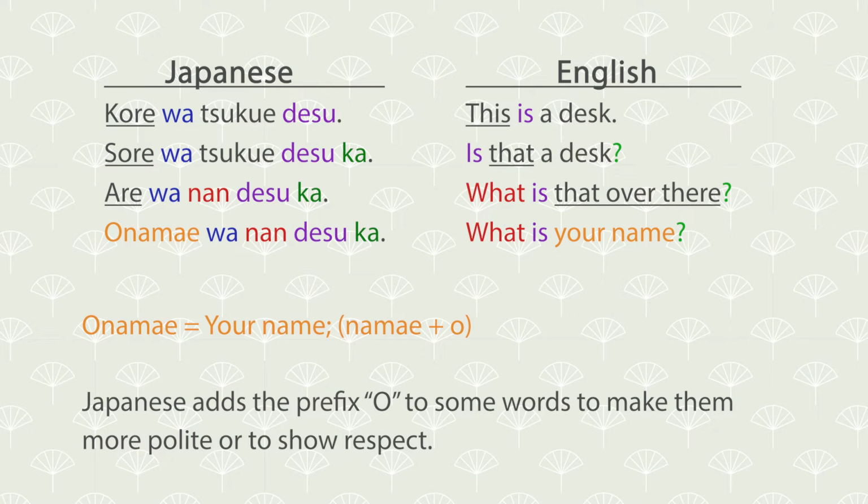Onamae, your name, and polite prefix o. Japanese adds the prefix o to some words to make them more polite or to show respect. Adding o to namae means your name, as namae simply means name.